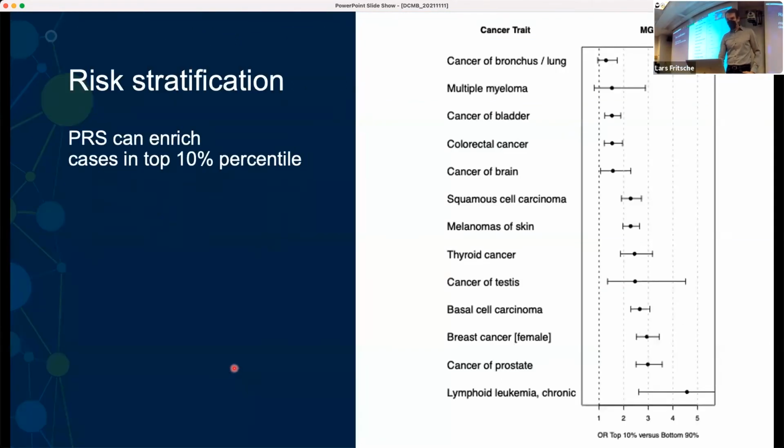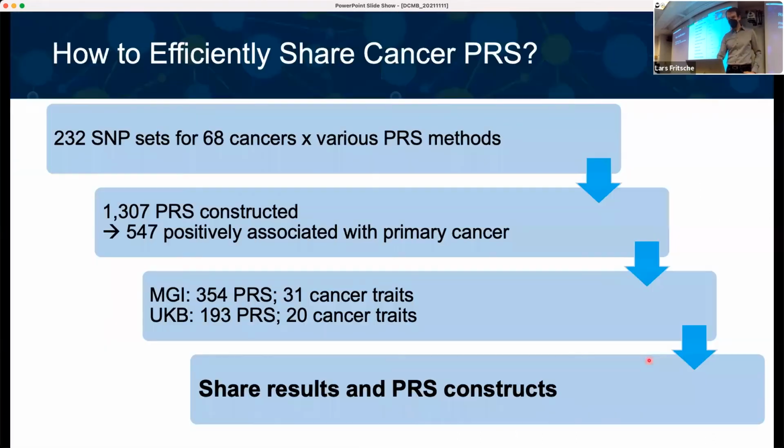When we look at the risk stratification, we found that for many cancers, we are able to enrich cases in the top 10 percentile. So here, for example, most extreme example is chronic lymphoid leukemia with estimates between 4 and 5-fold enrichment. Prostate cancer follows by 3-fold enrichment in the top 10%. And if you look at top 1%, those numbers increase as well.